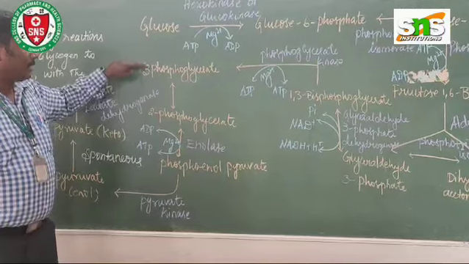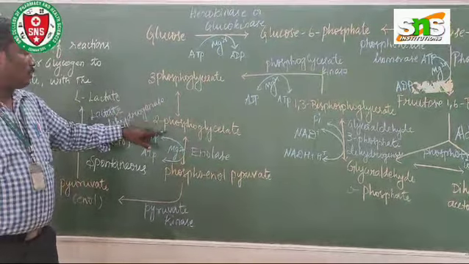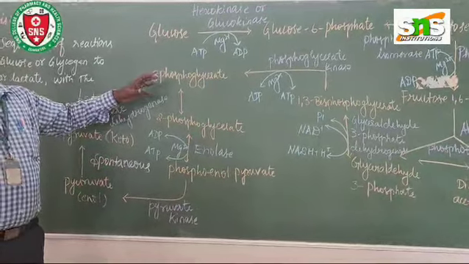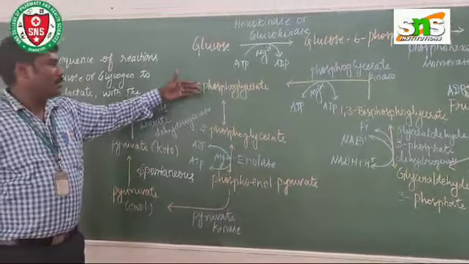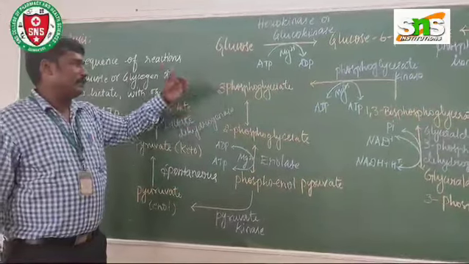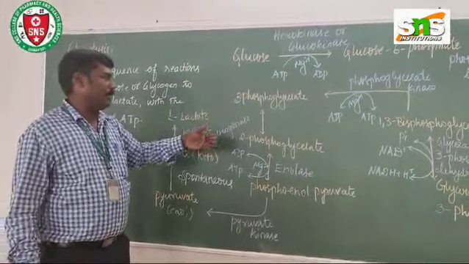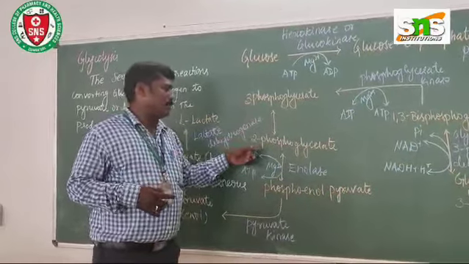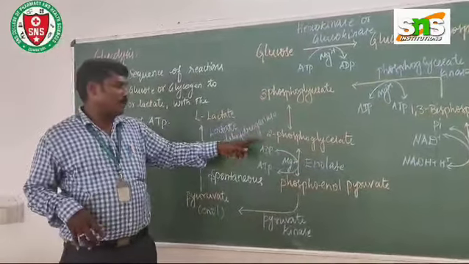So this 3-phosphoglycerate will be converted into 2-phosphoglycerate. This is an interconvertible reaction. The third position phosphate will be converted to second position. So 3-phosphoglycerate will be converted into 2-phosphoglycerate.